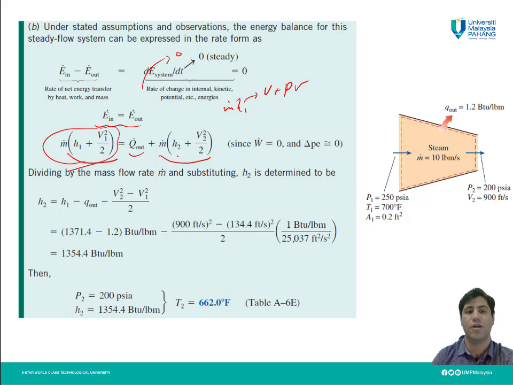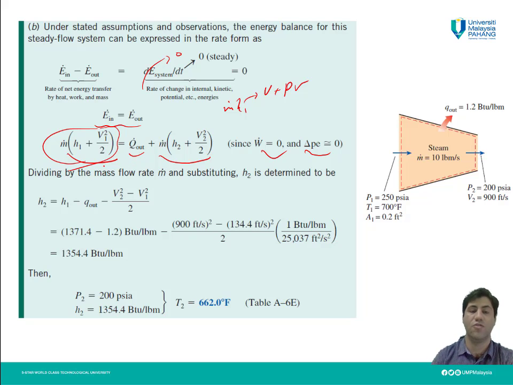And also the other fraction is the energy of the flow at the exit of the nozzle. So W dot and delta P are 0, as we discussed earlier. So we have this equation: h1 plus V1 squared divided by 2, and so on. The difference here with the previous example is this Q dot out, which you should notice.